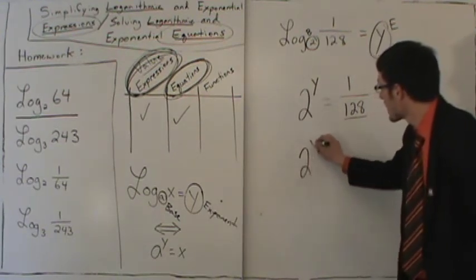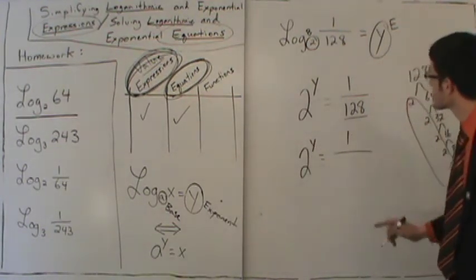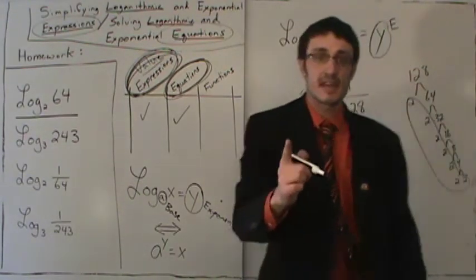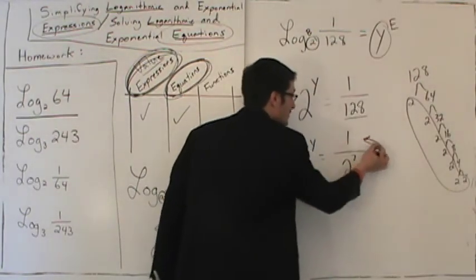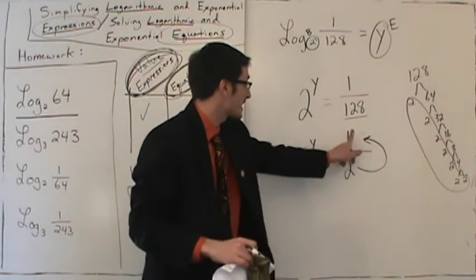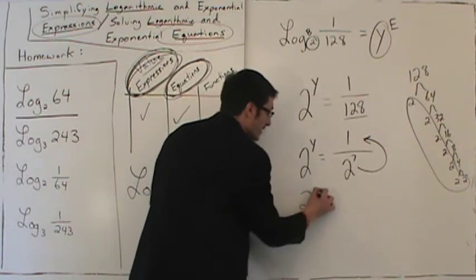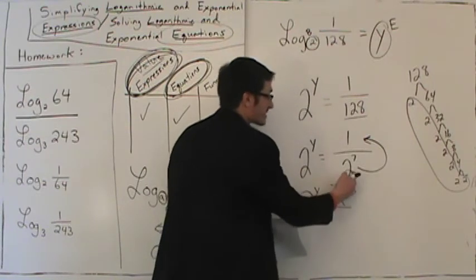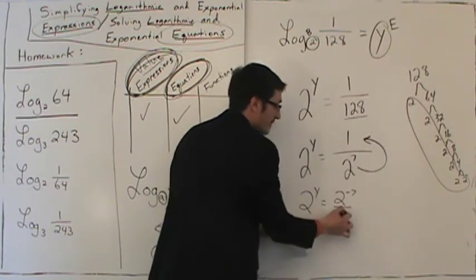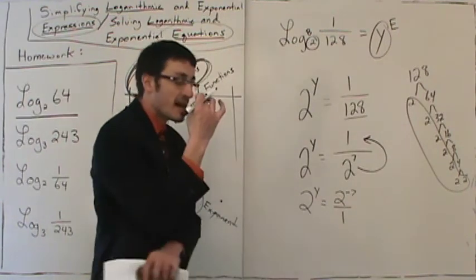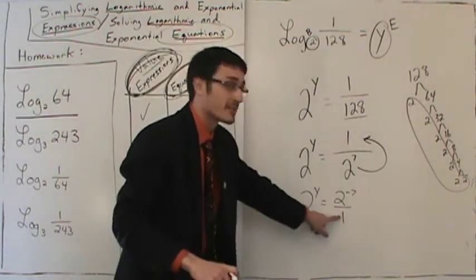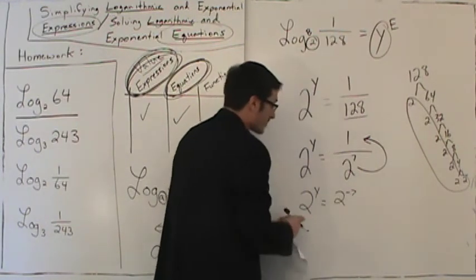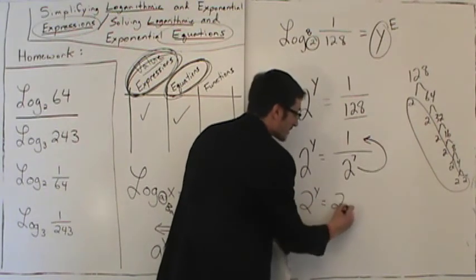So we say 2 to the y power is equal to 1 over, instead of 128, write it as 2 to the 7th power. Remember, we can take the 2 to the 7th, move it to the top. And if it moves, the exponent changes from what? Positive to negative. So we end up with 2 to the y is equal to 2 to the negative 7th power over what's left on the bottom if the 2 to the 7th moves to the top. Nothing is left. So if I say nothing, I mean a 1. Nothing does not mean 0. Nothing means a 1. We move it to the top. There's a 1 left. We don't write over 1. So we just end up with 2 to the y. 2 to the y equals 2 to the negative 7th.